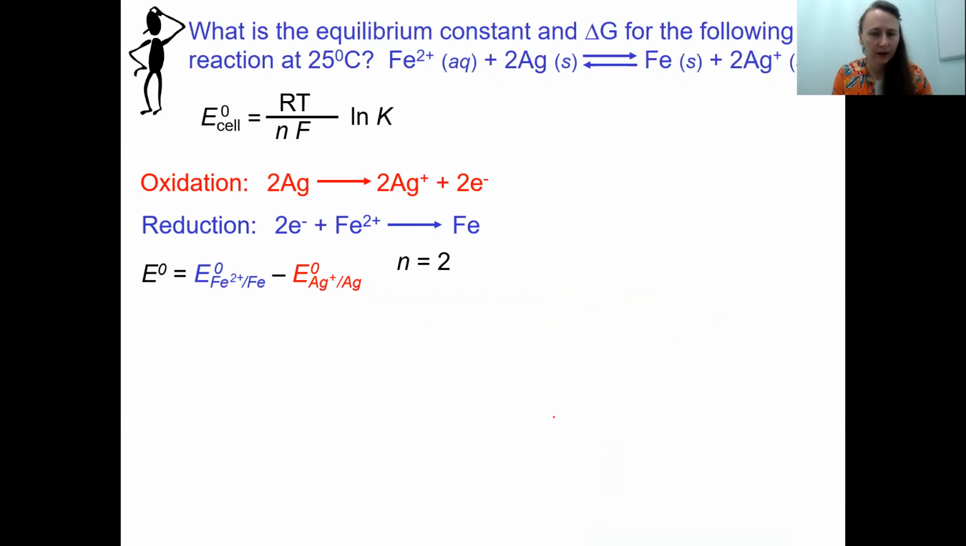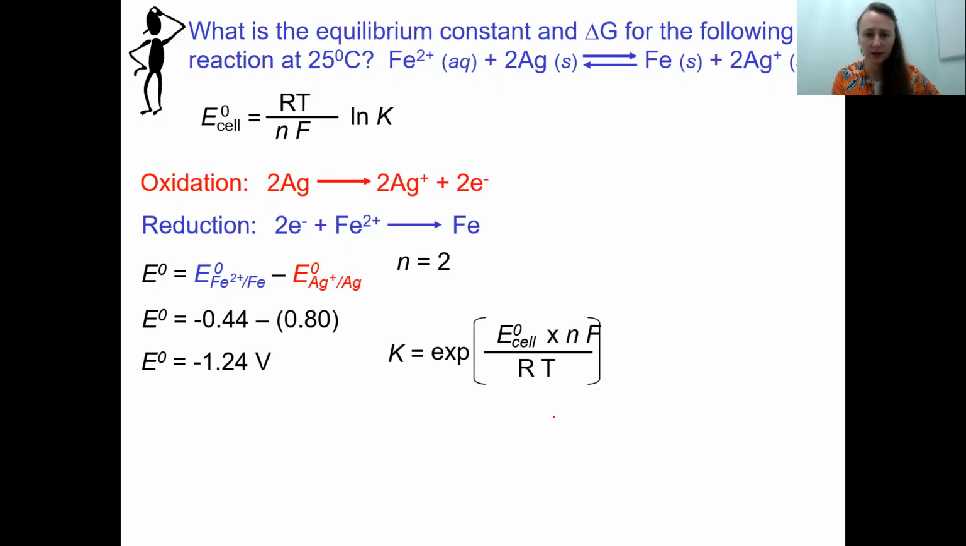If we look up the values for the standard potentials for the iron electrode and the silver electrode, we find that the iron is negative 0.44 and silver is positive 0.8. So with cathode minus anode, we get a negative 1.24 volts. We already know that a negative potential indicates a non-spontaneous reaction. Now let's calculate the equilibrium constant.